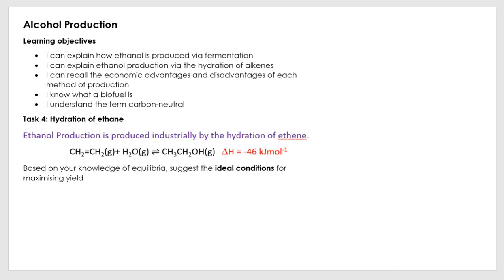In the first instance, we are looking at the hydration of ethene. We can see here we are adding water, it's gaseous, so it's steam, and we're adding it to ethene, making ethanol. We have an enthalpy change for the forward reaction, and we're thinking purely in terms of equilibrium yield. What would your conditions be?